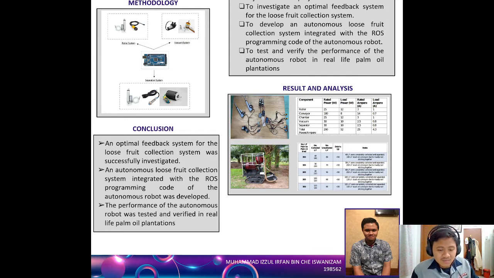Thus, for the conclusion, we can conclude that an optimal feedback system for the loose fruit collection system was successfully investigated. An autonomous loose fruit collection system integrated with the ROS programming code of the autonomous robot was also developed. And lastly, the performance of the autonomous robot was tested and verified in real-life palm oil plantations. However, I would also like to note that this is still in research. This robot has only had 1 year of research.